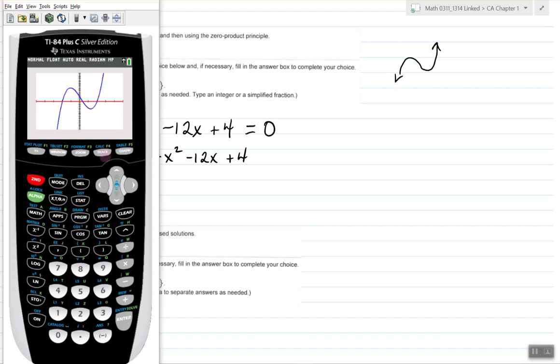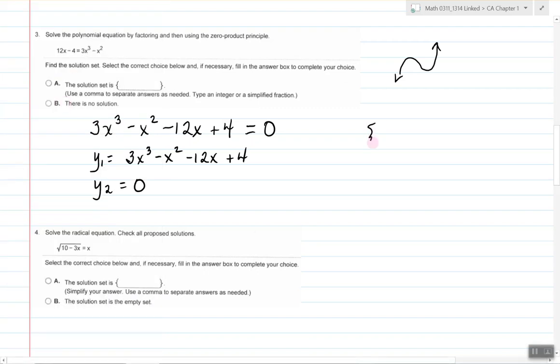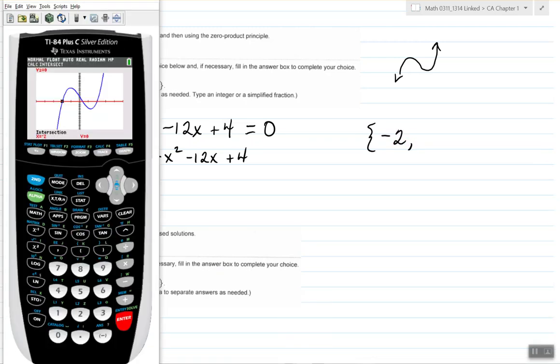All right, second of the trace, which is calc. Choose number 5 for intersect. I'm going over here first. Enter, enter, enter. My first answer is X is -2. Do second, calc, number 5 again. Head over there.